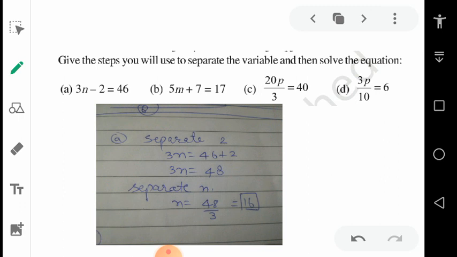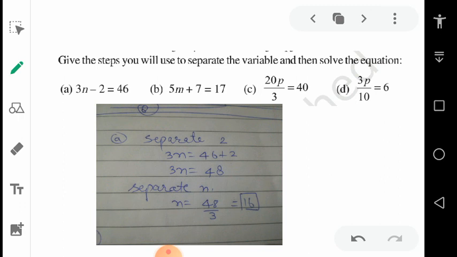Here is a question with 4 parts actually. We have to give the steps you will use to separate the variables and then solve the problem. As I told you in earlier videos, many times, when we solve equations we have to separate the terms. Firstly, we will separate either the addition or subtraction, then we will separate the multiplication or division. It is just the reverse of the BODMAS rule. First we separate the addition and subtraction, then multiplication and division.